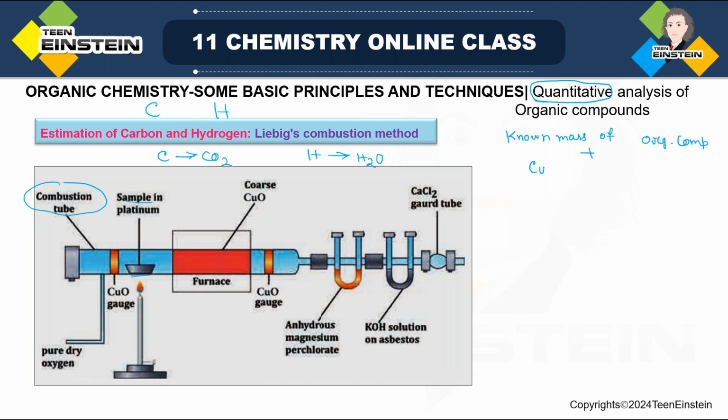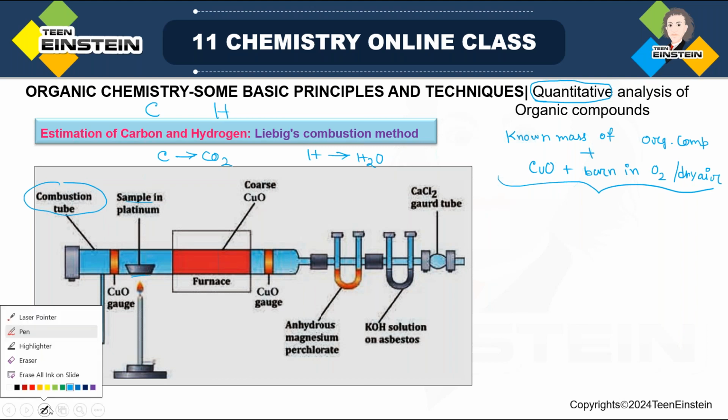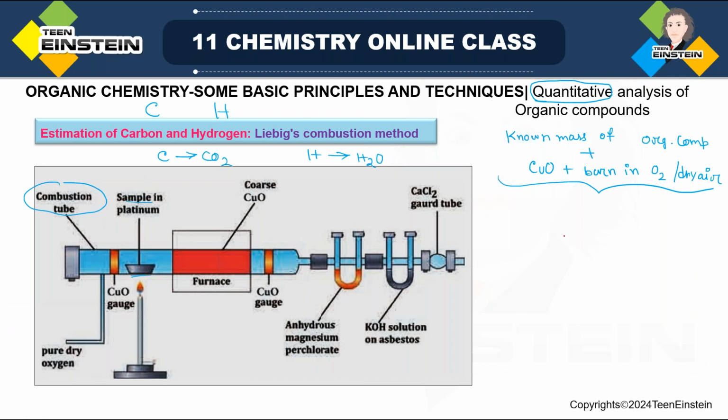Now with it you have added CuO and you are burning it in oxygen, or it may be dry air. So you are burning this in presence of air or dry air or oxygen. Now why is this dry air important? Because if it is not dry, there is already some moisture present, there will be interference, because we are already producing moisture from H, but if it is already present in the air, that will not help us, there will be error in calculation. So it must be dry air.